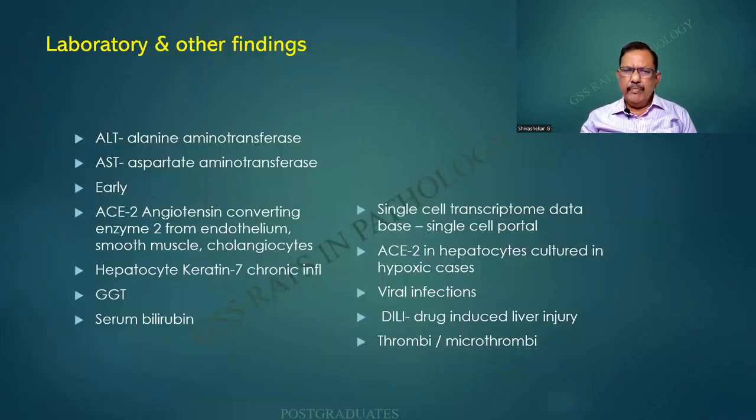What are the other laboratory findings? You are supposed to mention ALT, AST. These are the expansions, and also the angiotensin converting enzyme. There are markers such as keratin 7, and gamma glutamyl transferase, serum bilirubin. These can be the list of investigations. Apart from the viral infections, viral inclusions, thrombi, etc., you can also be using a.